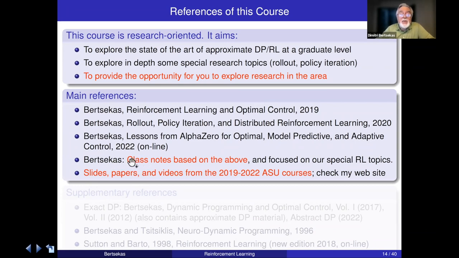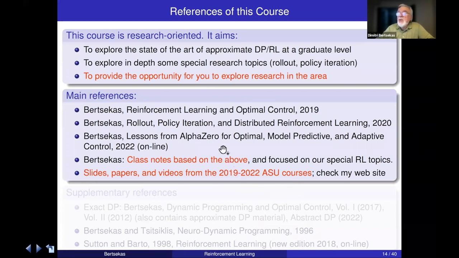I also have a pretty substantial set of notes that are based on these books here. And the notes are focused on the special reinforcement learning topics that we're going to cover to a great extent. And at the website, given at the first slide of this presentation, you'll find the link to my website that has all the slides and the videos from the previous course offerings, several overview papers and other papers, and video lectures for overview presentations. There's a lot of material at this website, and it connects very strongly with our class. The material for this class, the 2023 class, is also going to be posted at the same website alongside all the previous material.